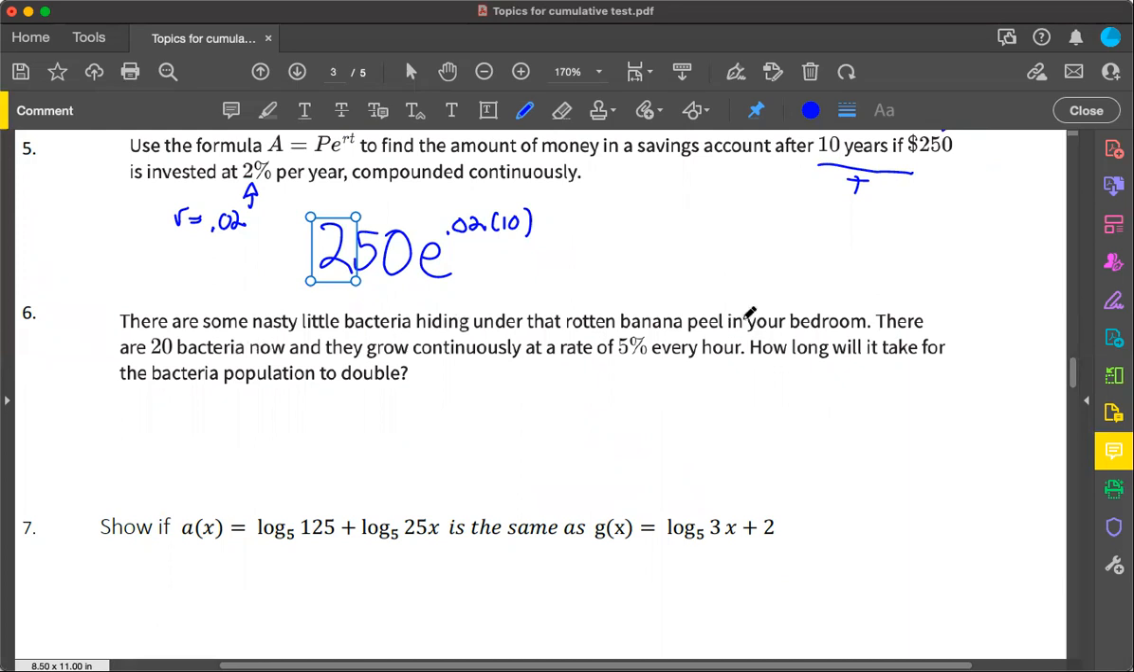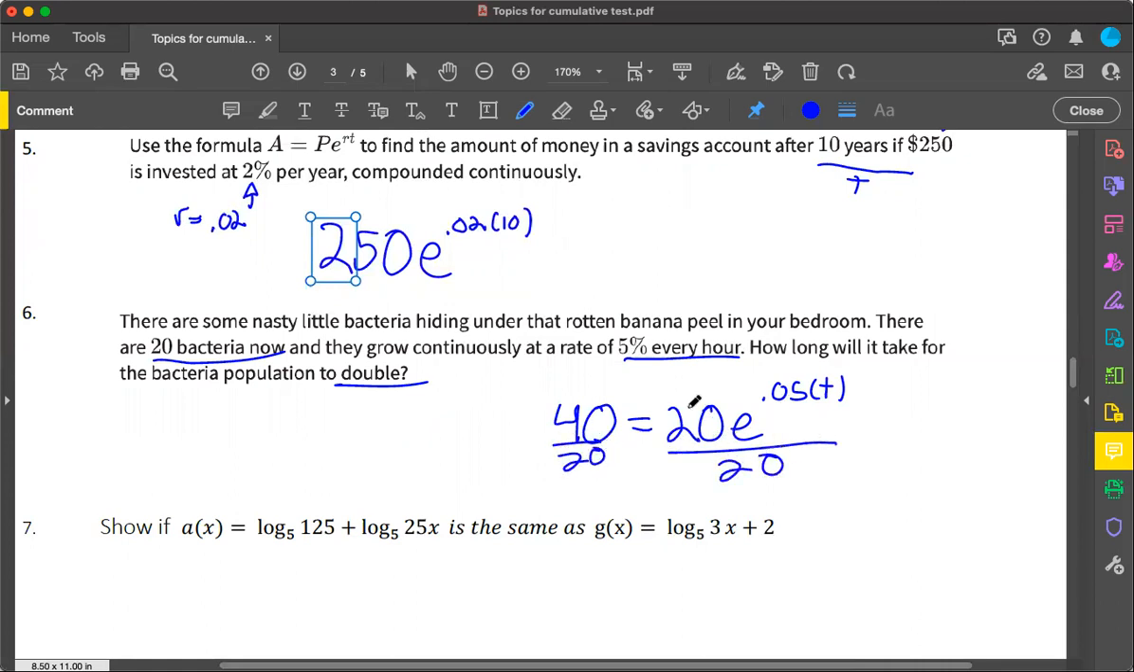You have bacteria that's growing on this banana peel. There's 20 bacteria now, and they grow continuously at 5% per hour. How long will it take for the population to double? So if it's 20 now and it doubles, you're really saying that you're aiming for 40, but you're starting with 20 with a rate of 5%, and you're solving for t. So do a little bit of work. You'll get 2 equals e to the 0.05t.